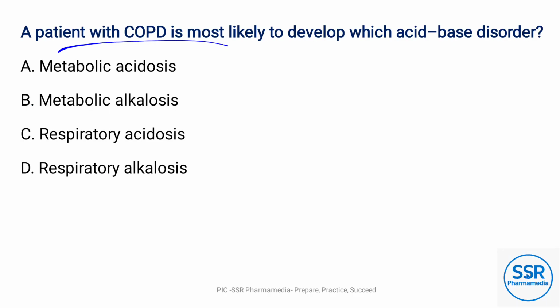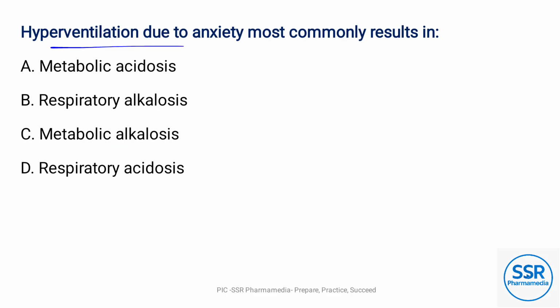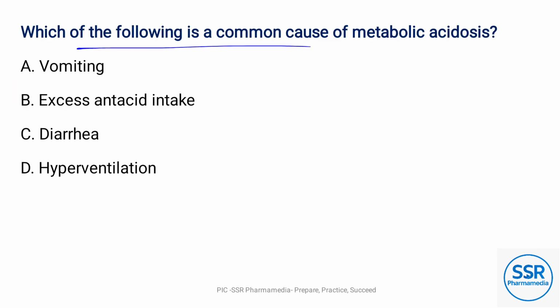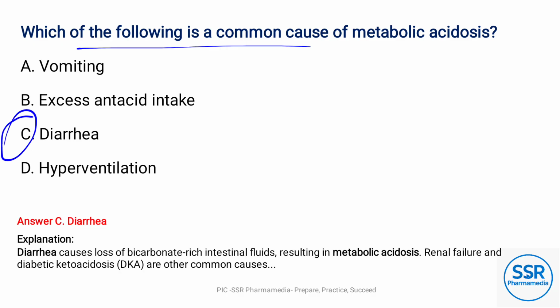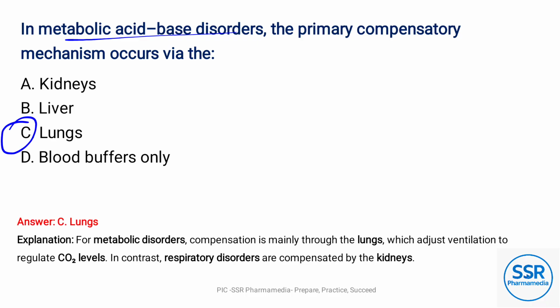A patient with COPD is most likely to develop which acid-base disorder? Option C, respiratory acidosis. Hyperventilation due to anxiety most commonly results in, option B, respiratory alkalosis. Which of the following is a common cause of metabolic acidosis? Option C, diarrhea. In metabolic acid-base disorders, the primary compensatory mechanism occurs via, option C, lungs.